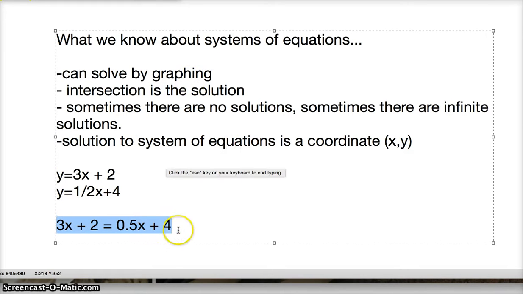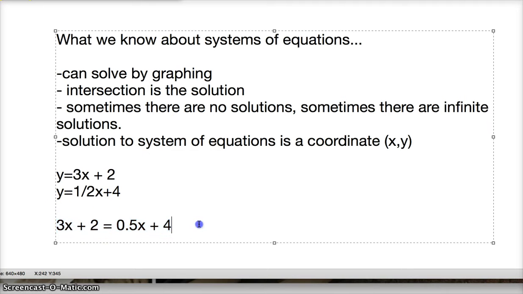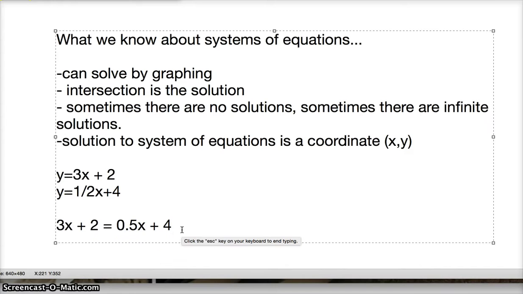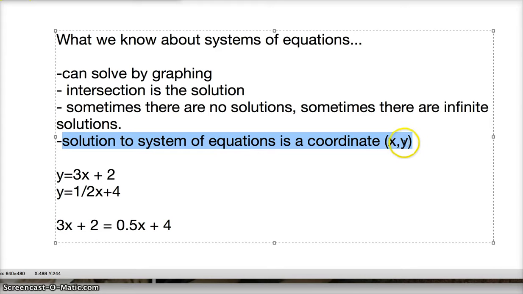So one thing I wanted to make sure that you understood before watching that video is that when you put these two pieces of the equations together, you're going to be solving for a variable. And this isn't a trick question, but which variable in here are you going to be solving for? There's only one. You'll be solving for the x. But remember, the one thing we know about systems of equations is that a system of equations is always a coordinate. So it'll always be an x and a y. So let's go ahead and solve this.